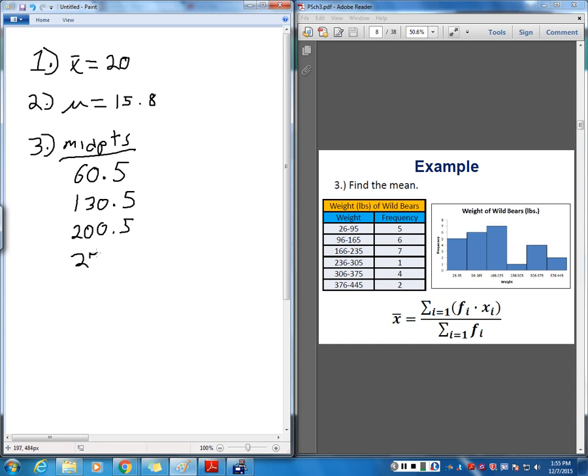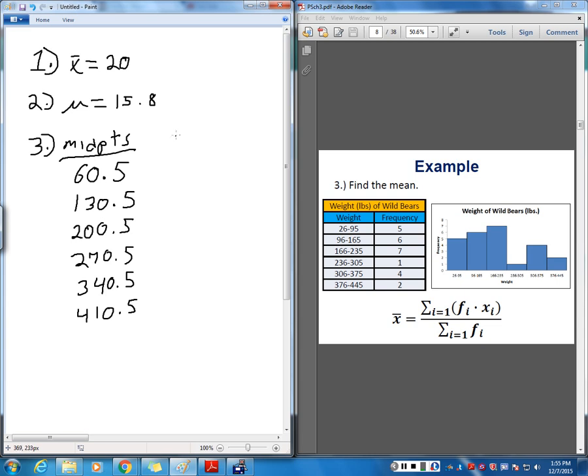Then I get 270.5. 340.5. And lastly, 410.5. I have 6 classes, and those are 6 midpoints. So I'm done finding the midpoints.